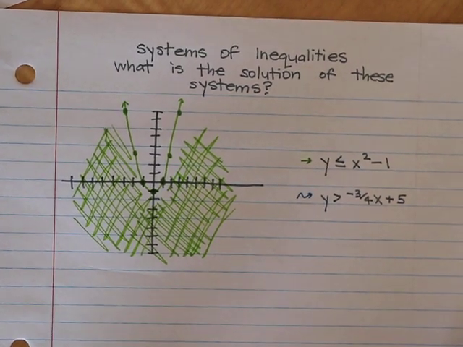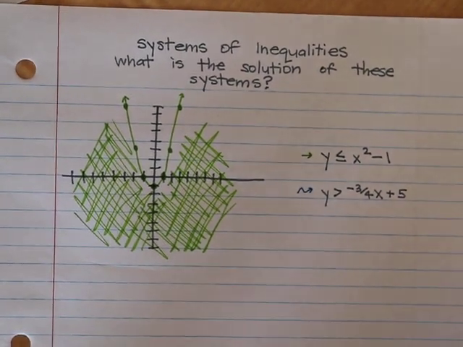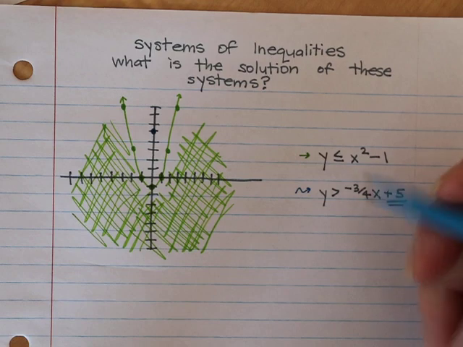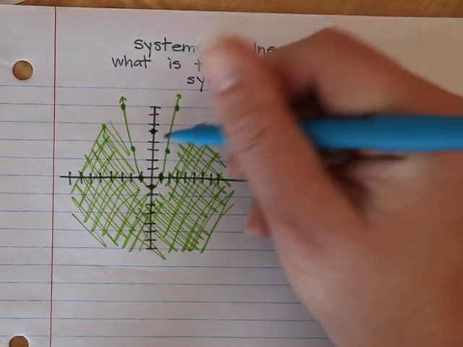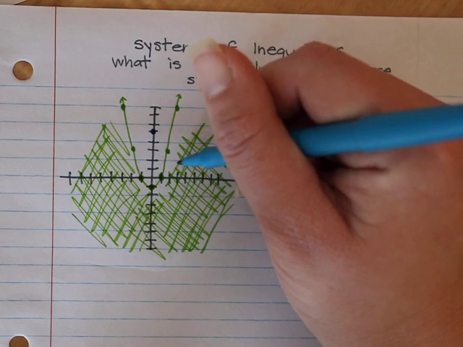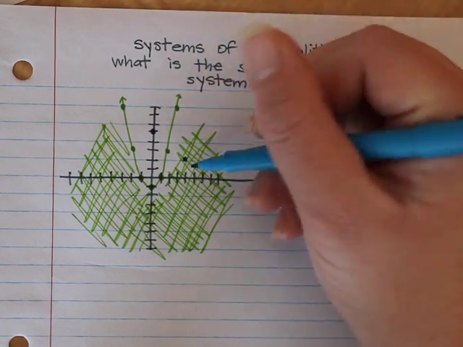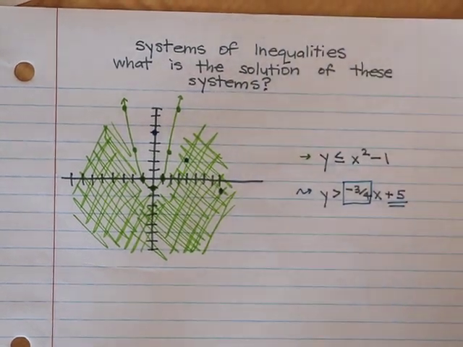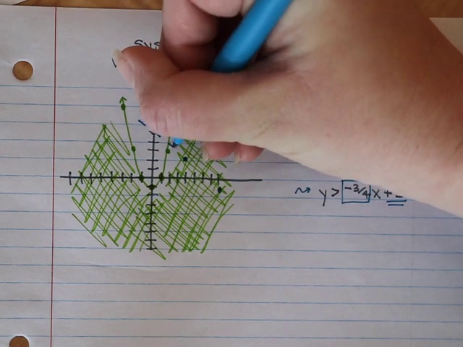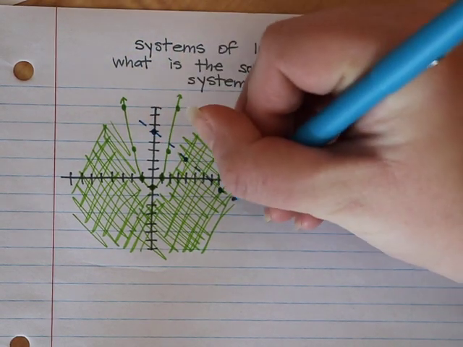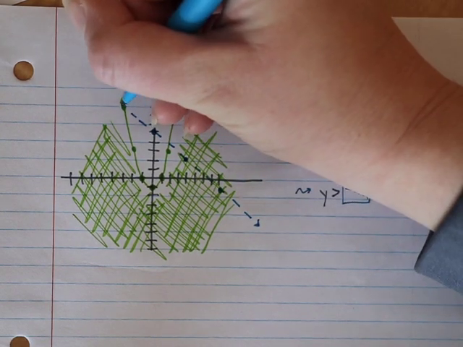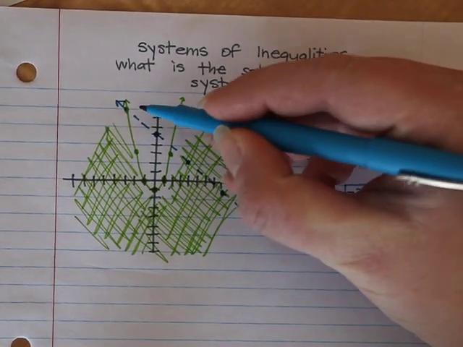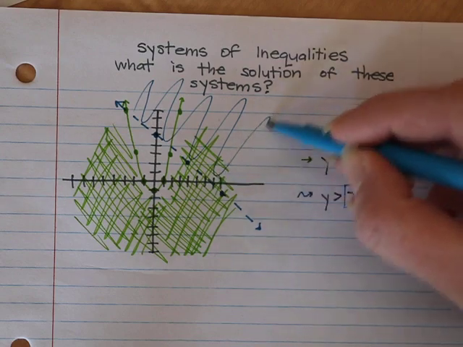Okay, next graph. Y is greater than negative 3/4 x plus 5. That's just a line. It's got a y-intercept of 5 and a slope of negative 3/4. So down 3, run to the right 4. Down 1, 2, 3, run 1, 2, 3, 4. Now, this is a dashed line, and it just so happens that we have greater than, so we are going to shade above.